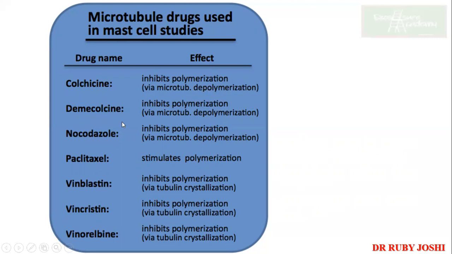Then demecolcine, again inhibits polymerization. Nocodazole, polymerization. Paclitaxel, it is stimulating polymerization. Then vinblastine and vincristine inhibit polymerization. Vinorelbine inhibits polymerization. Okay, now when you say via tubulin crystallization, what does it mean? It is blocking the addition of the tubulins. Okay.